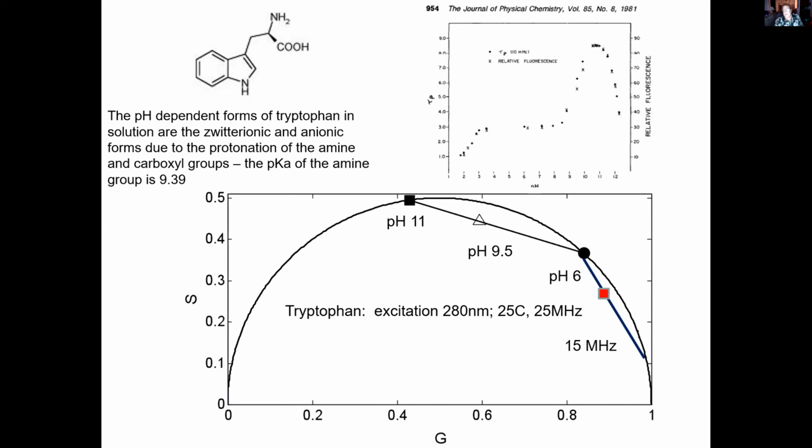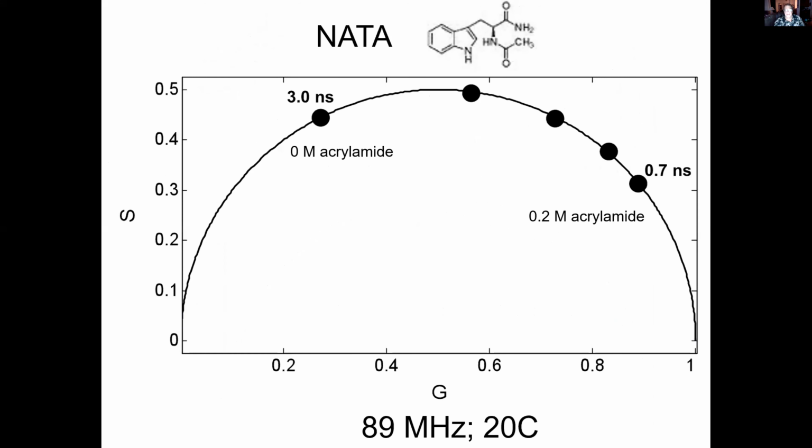You can show this at any frequency. Typically, of course, what you do is pick the frequency that best shows the phenomena you're trying to illustrate. Here we see NATA, the tryptophan analog, this single exponential, being quenched by acrylamide. As we add acrylamide, the lifetime gets shorter and shorter, but stays single exponential. We go along the universal circle.